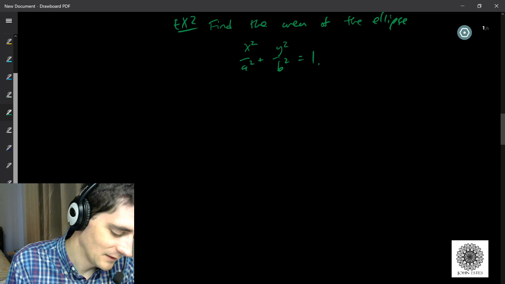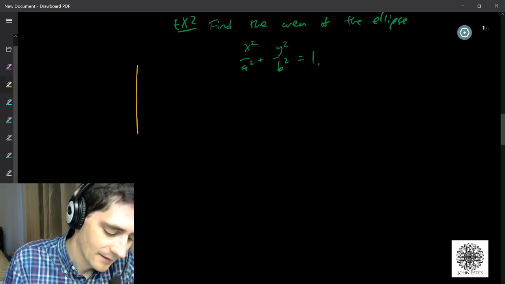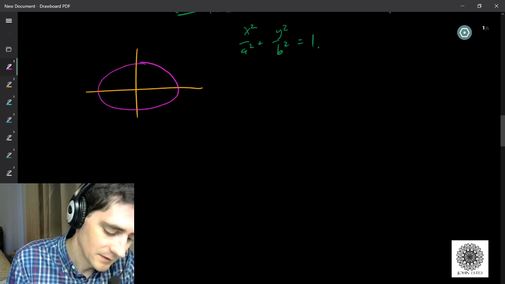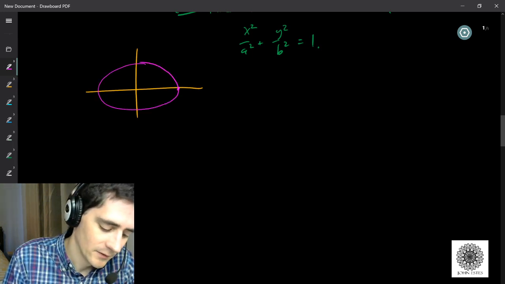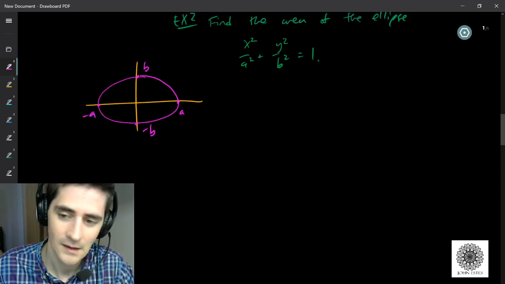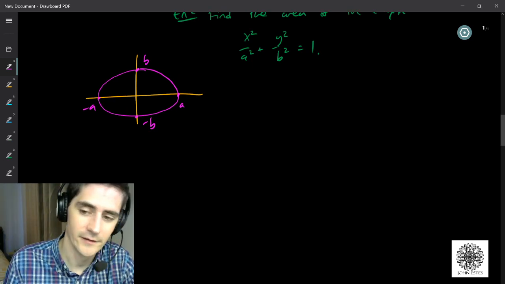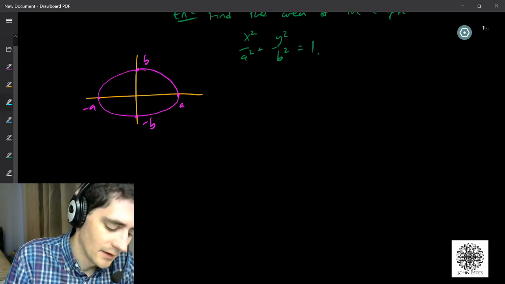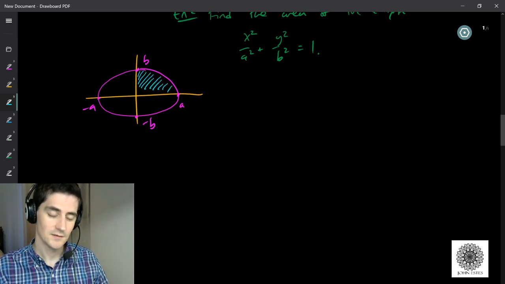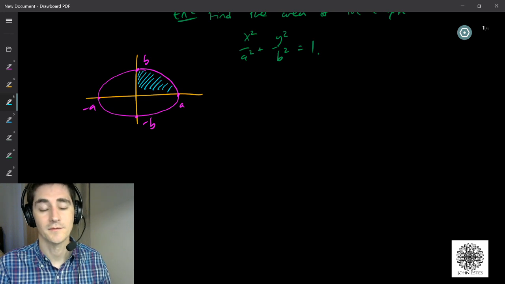Alright, so here's the idea. We have this ellipse centered at 0, and it's going out from a to negative a here, and b to negative b in the y direction. Alright, and we want to find the area. Now what we're actually going to do here is find just one part of this, because this is symmetrical, and then just multiply it by 4.